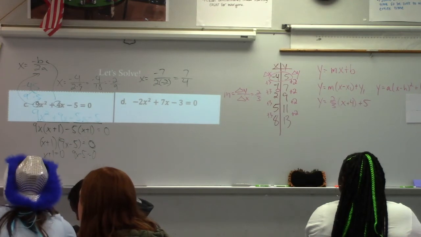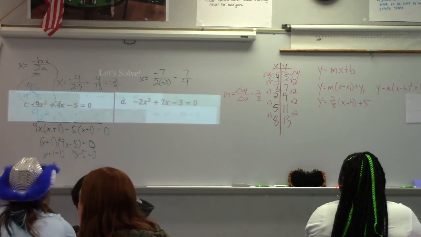You might be tempted to do the quadratic formula, but you also might want to look to see if you can factor it first.